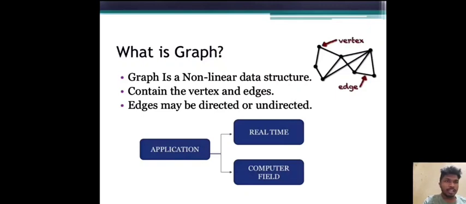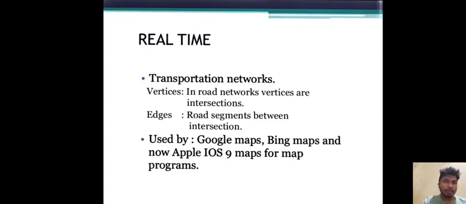Applications in the real world and the computer field. In transport networks, the vertices in a road network are intersections, and the edges are the road segments between intersections. Google Maps, Bing Maps, and now Apple Maps use this for map programming. This is the graph for Google Maps.